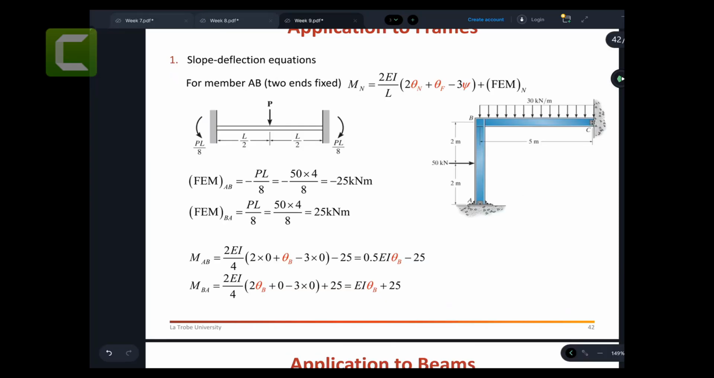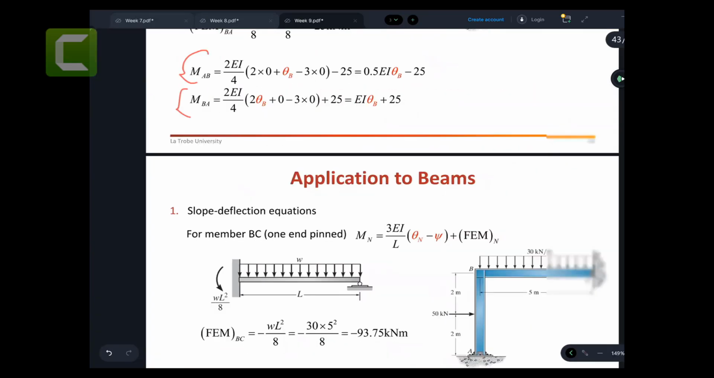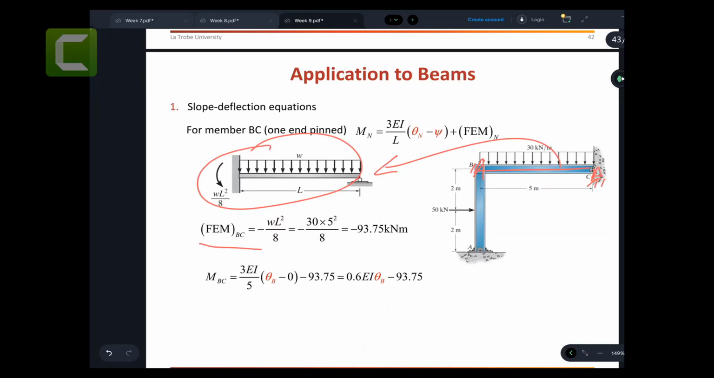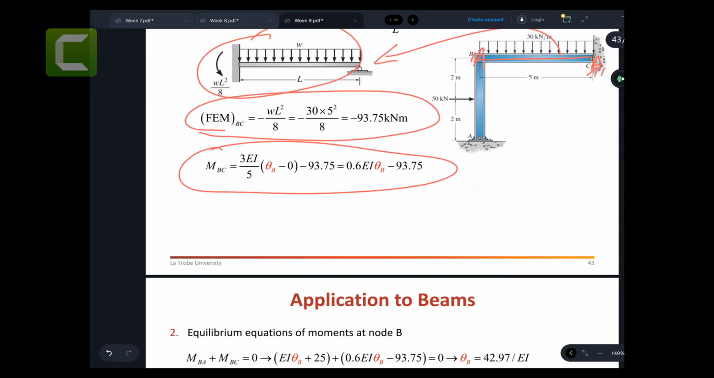So a frame is nothing different from your beams. You can make this one fixed and work on FBC, and you can make this one fixed and work on FAB. So you can see member moment AB, moment BA. Oh, sorry. And because this is pin, you can't fix it. This far end is pin, so you make this one fixed, calculate the fixed end moments, and use the slope deflection equations.